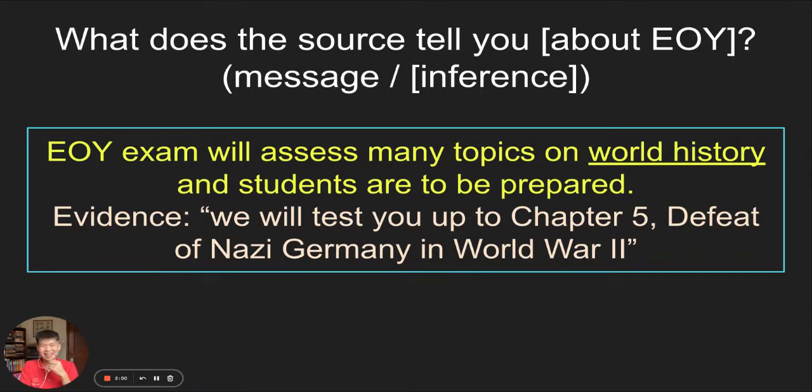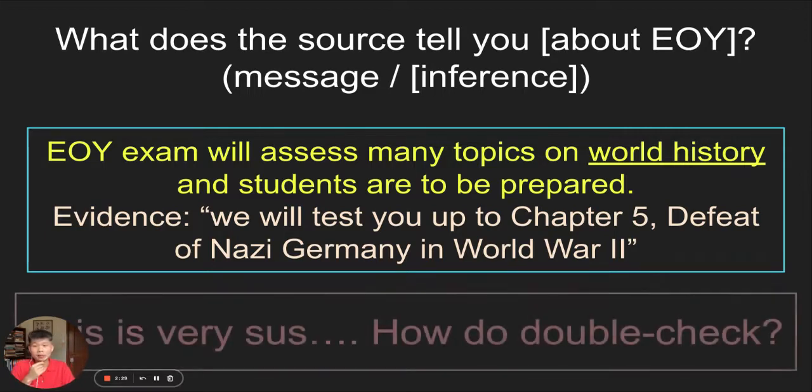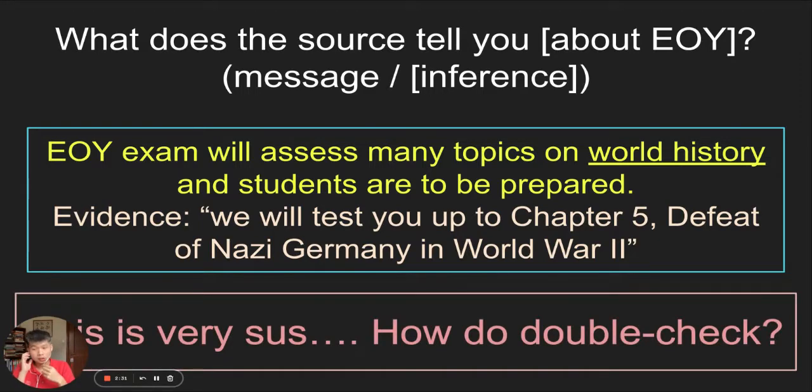And as you were crafting this message, you should have felt a bit jarred, a bit surprised, a bit taken aback. You should be in consternation, because if your Sec 2 end of year exam were really on world history and on the defeat of Nazi Germany in World War II, you might feel troubled. You have no idea where to start because we haven't really been talking about Nazi Germany at all. In other words, source A is quite suspicious.